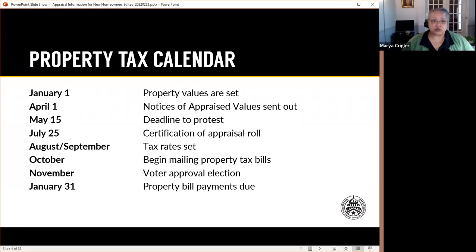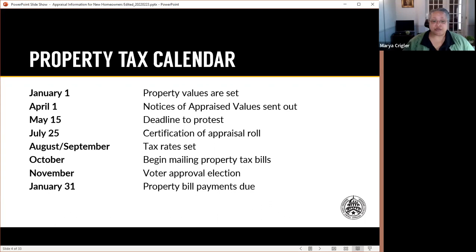That is, the chief appraiser will tell the taxing entities exactly what the appraisal roll is, and then the taxing entities are going to use the value that we give them in the certified appraisal roll to set their tax rates. And they do that in August and September. And then in October, the tax office will start mailing out property tax bills. November is the date for voter approval elections. So there are some provisions that will require taxing units to get voter approval for the tax rates that they want to set. And those elections are always going to be held in November.